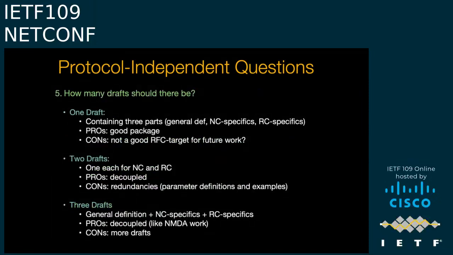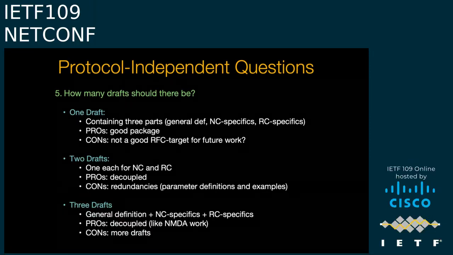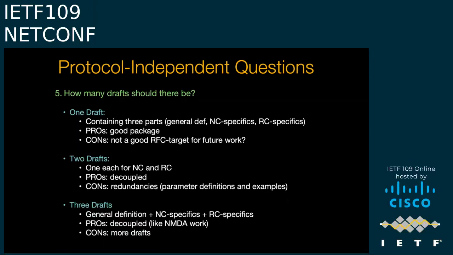All right, so continuing with the protocol independent questions: how many drafts should there be? This one I'm really hoping to get a response from right now. Should there be one draft that contains three parts, the general definition, Netconf specifics, and then RESTConf specifics? The pros of this is that it's a nice package, it brings it all together. The cons is that it's not a great RFC target for future work.